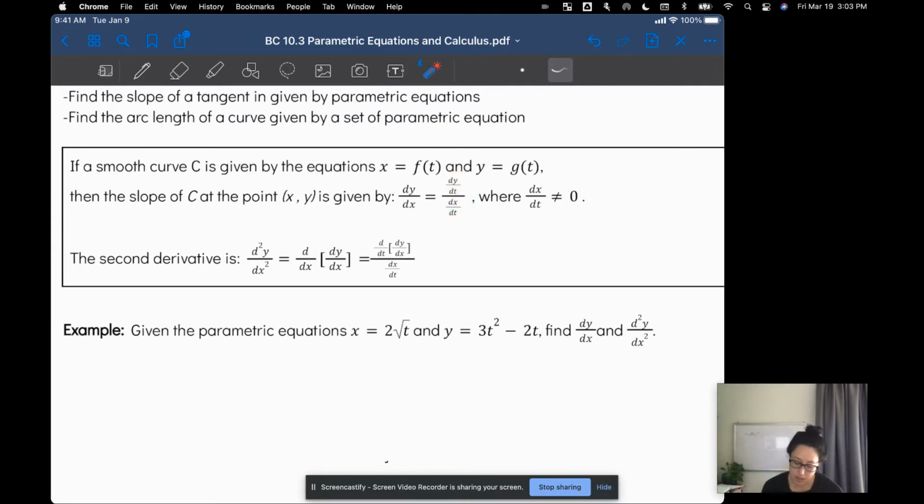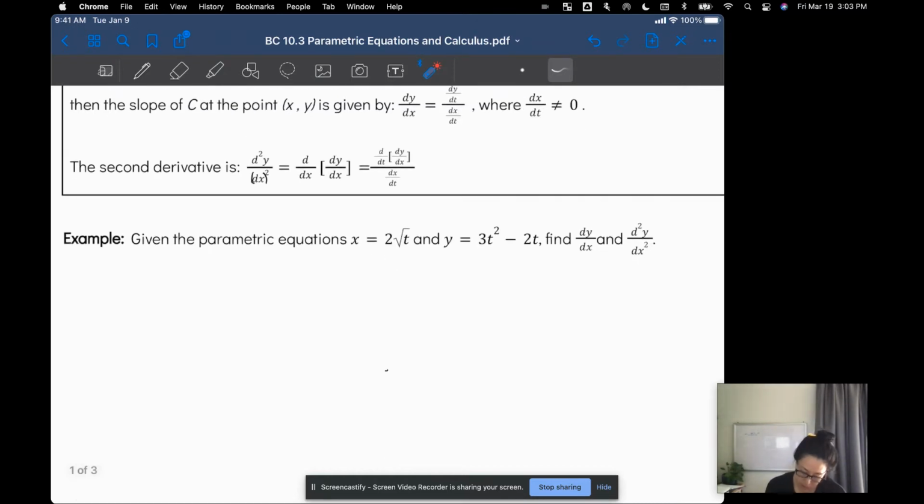The second derivative is d squared y over dx squared. And really this is d of dy/dx, like d over dx. So we can rewrite this as the derivative with respect to x, d/dx of dy/dx, which we can rewrite as the derivative with respect to t of dy/dx over dx/dt. All right, so let's go ahead and get started so you can see how this works.